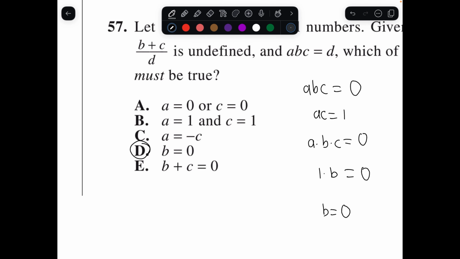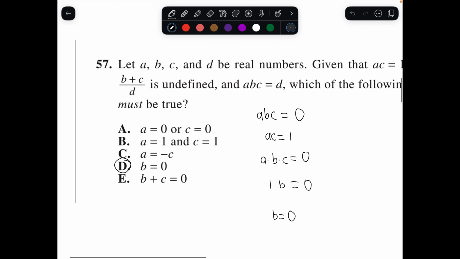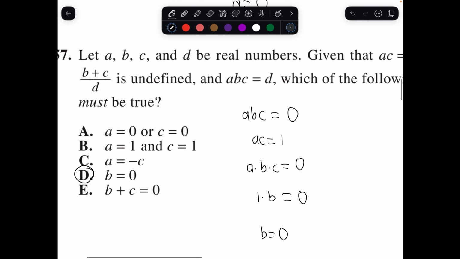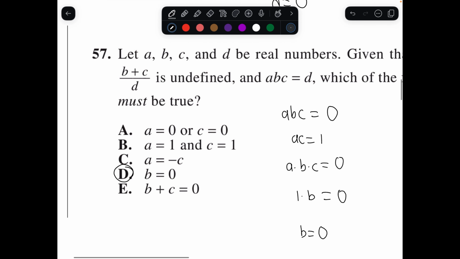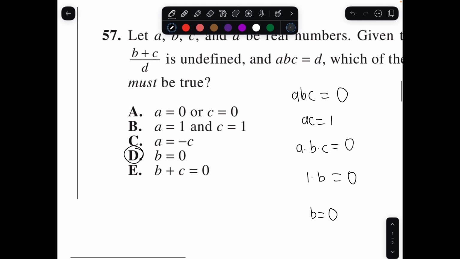Now, let's look at the other answer choices. If we look at answer choice A, it says a equals 0 or c equals 0. Well, we know that ac equals 1. If either a or c is equal to 0, then ac won't equal 1. So A is not right.